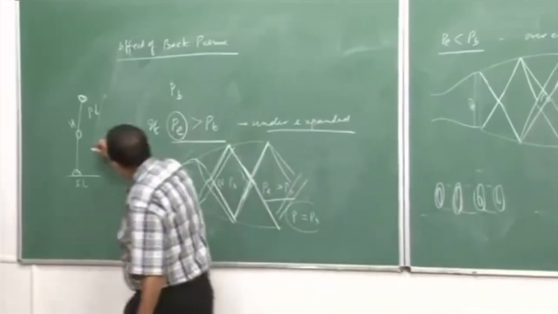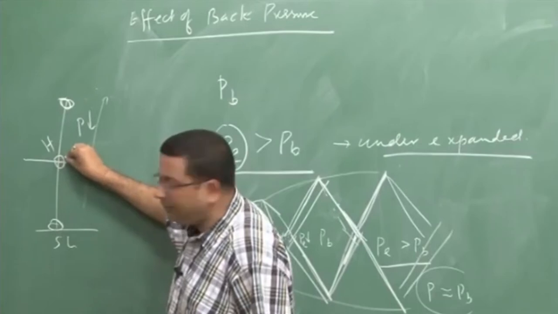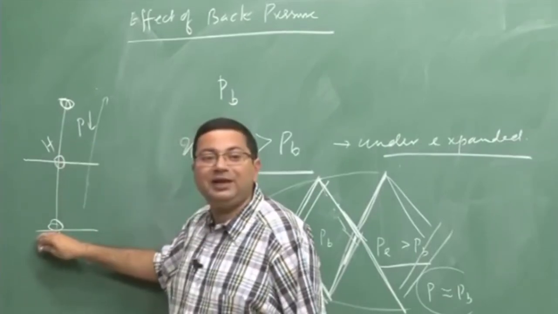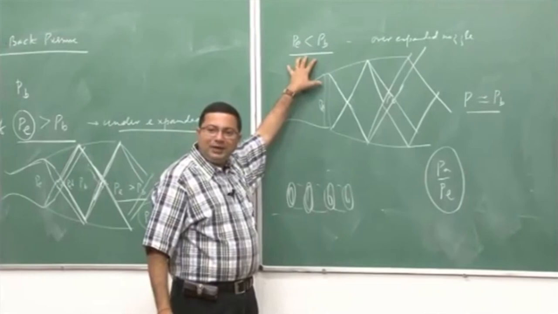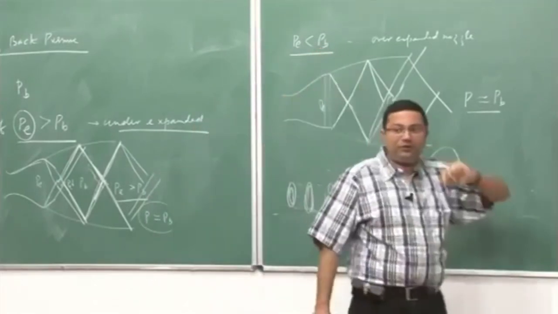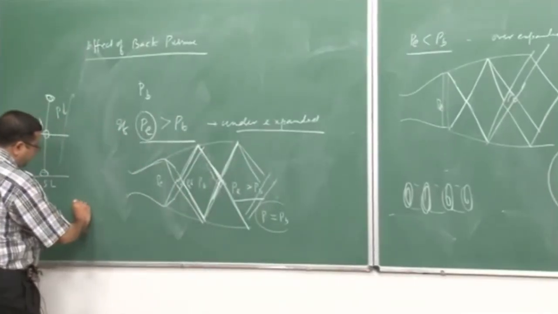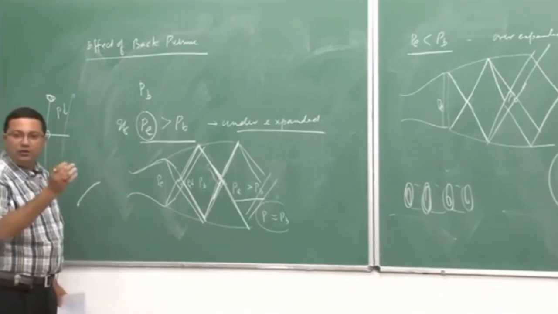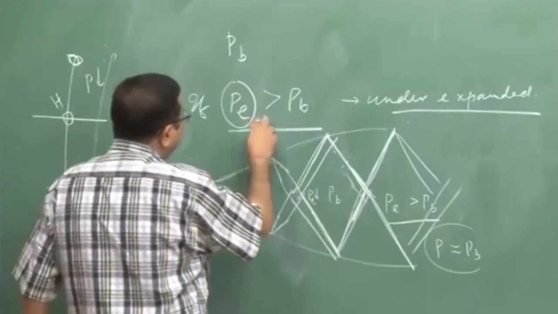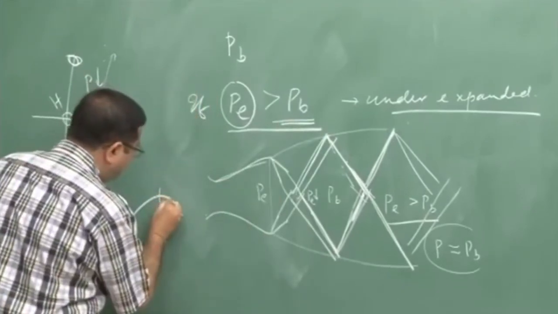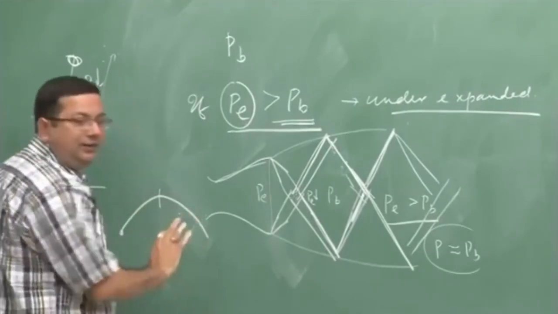So, if we design it for somewhere here, then what happens? Initially, our design pressure is P e. So, this is our P e. Initially, this pressure is higher. So, we have an over expanded nozzle initially, but as we go up, this pressure P b is dropping. So, we are initially over expanded. As we go up, the thrust is increasing because P b is dropping. We are coming close to ideal. At one point, we get ideal. Beyond this, the pressure is further decreasing and we have this condition. So, we have an increase and then decrease in thrust.